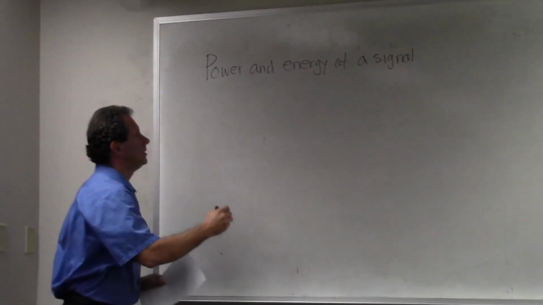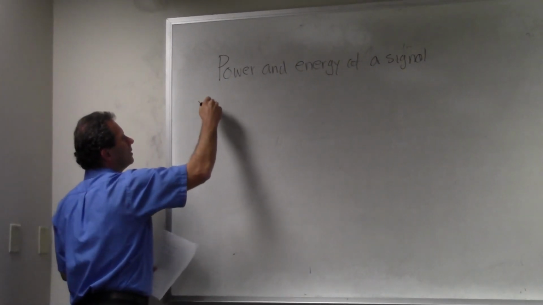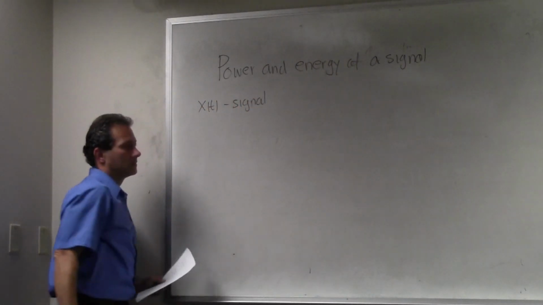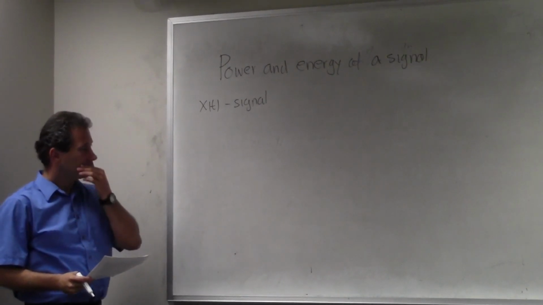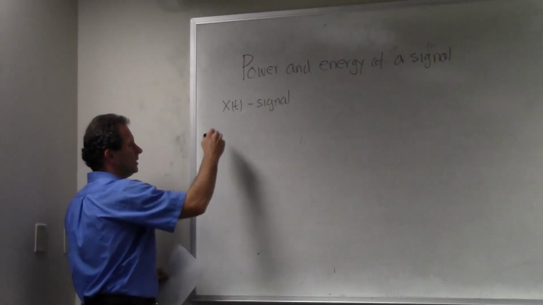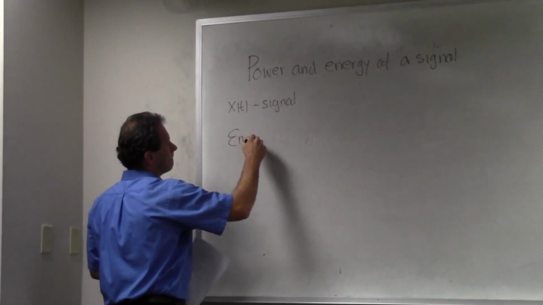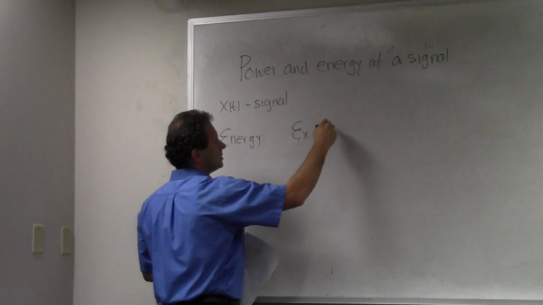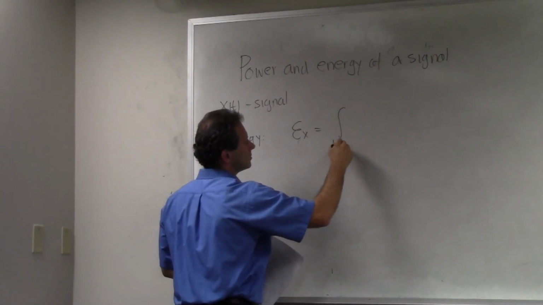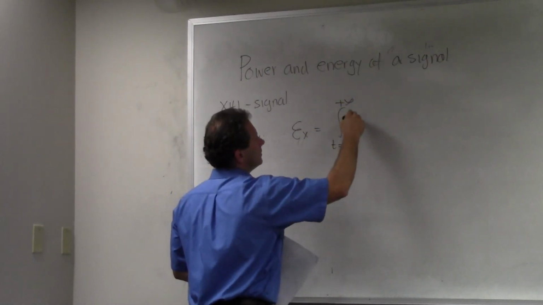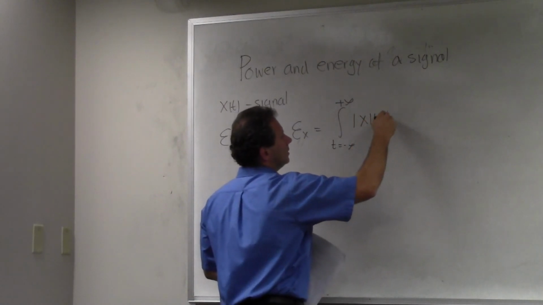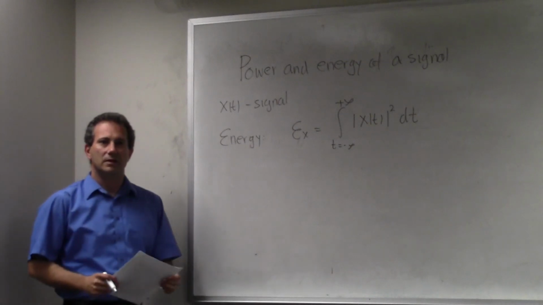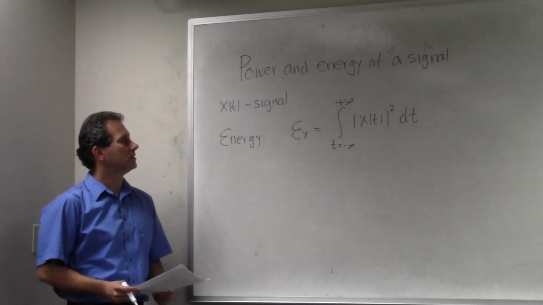Let's say x of t is a signal. It's a realization of a random process. Then the energy of a signal x is defined as the integral when t goes from minus infinity to plus infinity of |x of t| squared dt. In other words, the area under the curve of the magnitude square of the signal.